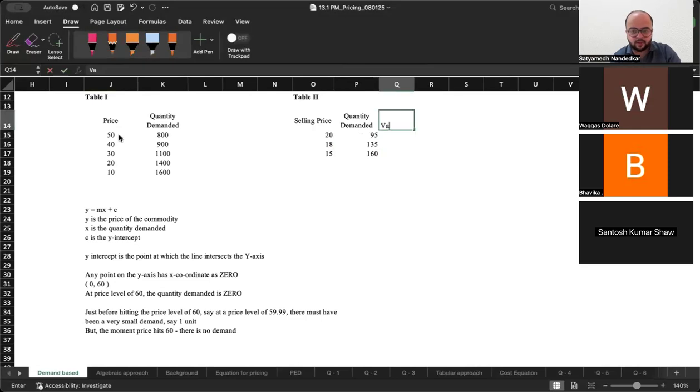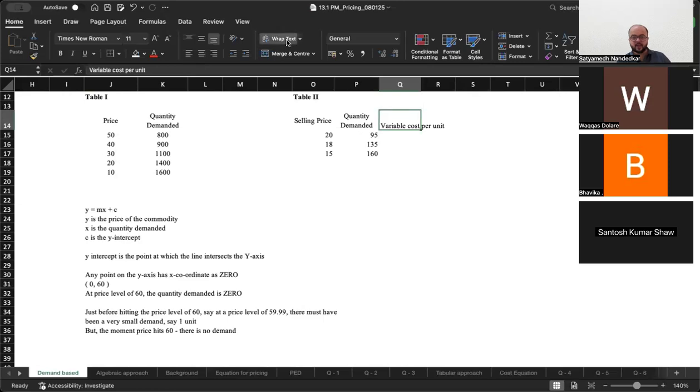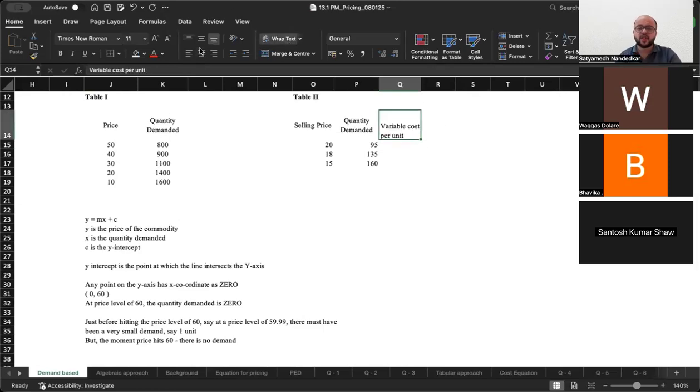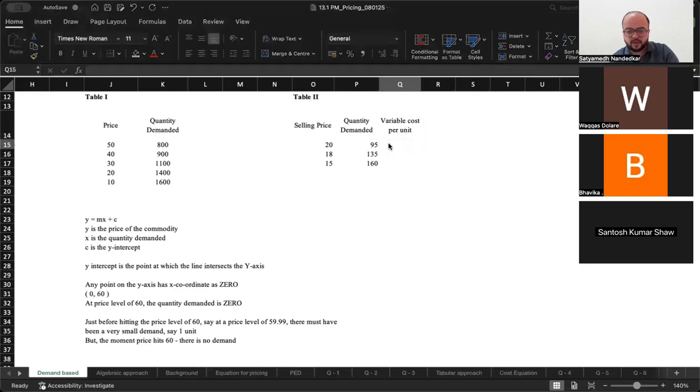Cost per unit, variable cost per unit. How does that change? Variable cost per unit will not change depending on the level of production. This is something that will remain constant. Say my variable cost per unit is 10 rupees. 10, 10, and 10.